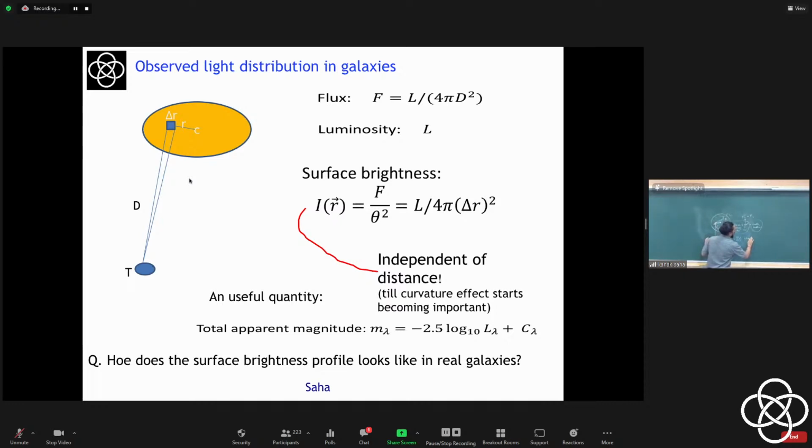Independent of distance d from us to the galaxy. Of course, if you go very far away from us, then the curvature effect becomes important, and the surface brightness as a function of r, this radius r, is proportional to 1 over (1 plus z) to the power 4. z is the redshift of the galaxy.